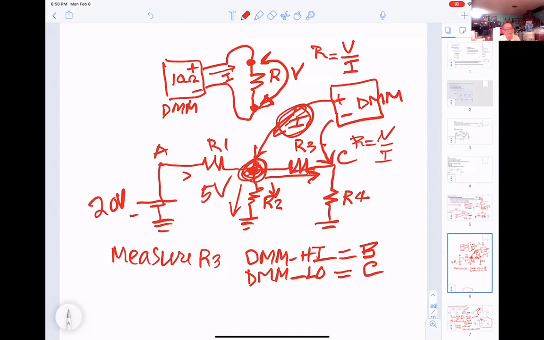Then you can replay either one. You get that 5 volts.